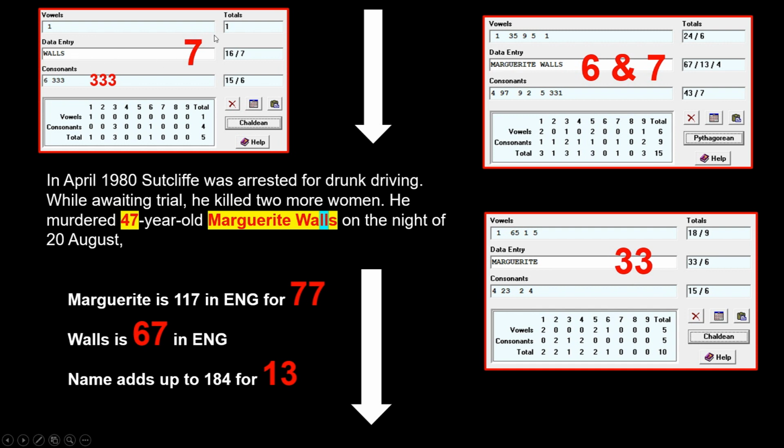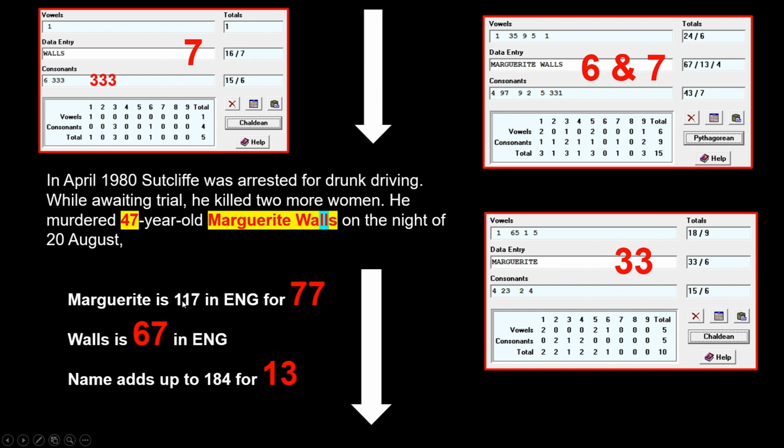Walls, as we say, is a 7, but it's also got 6 and 3 3 3 in the consonants. That's in Chaldean numerology. Okay, so Margaret Walls is 67. We've seen that number a lot for 6 and 7s. Marguerite in Chaldean is bang on. The Masonic wall with a hammer, 33 for Masonry.